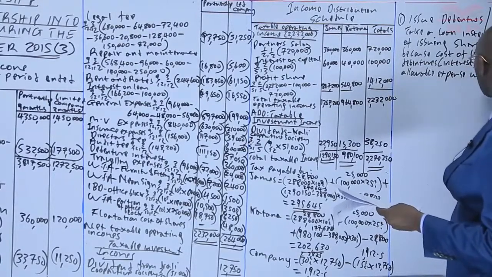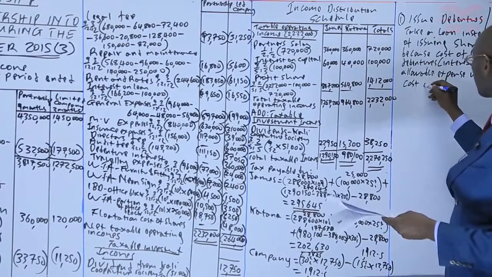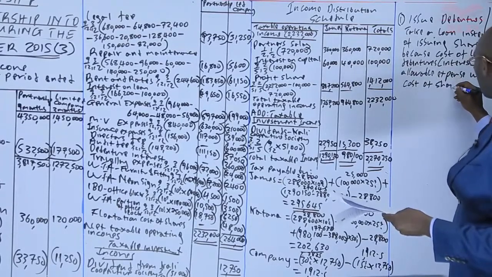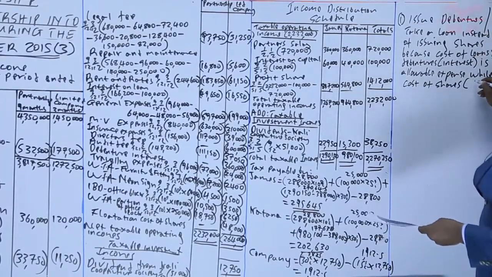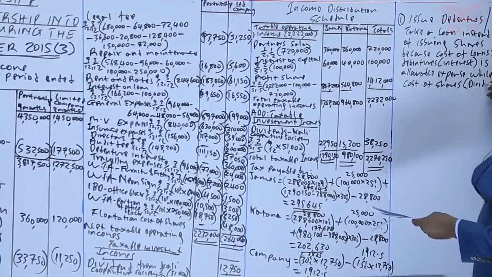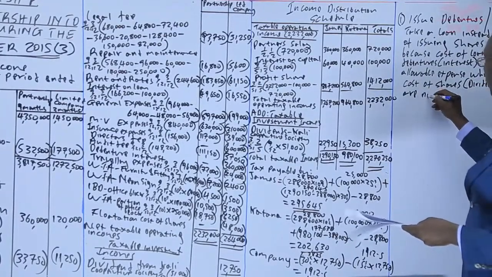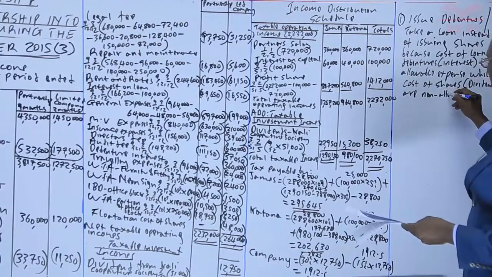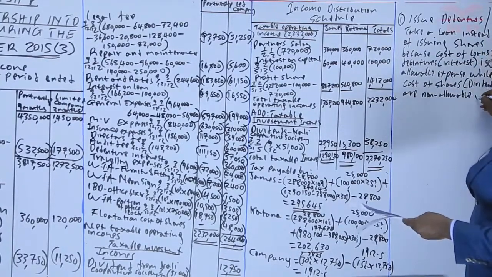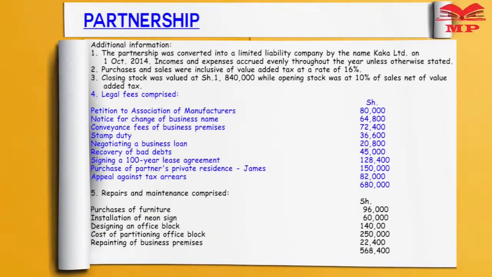While cost of shares, that is dividends, are non-allowable expenses. You learn more about this in tax planning.